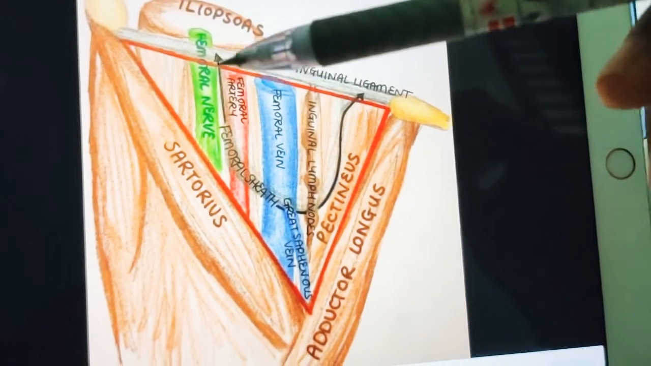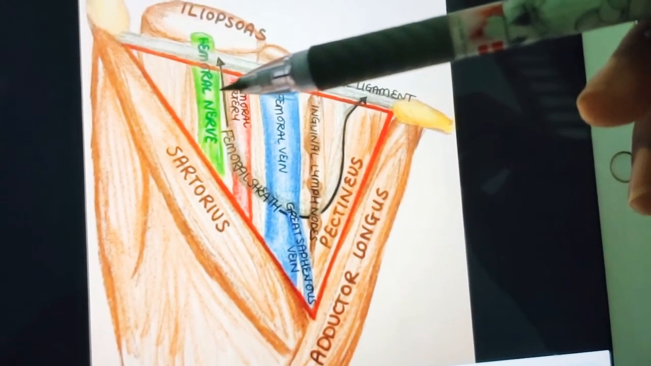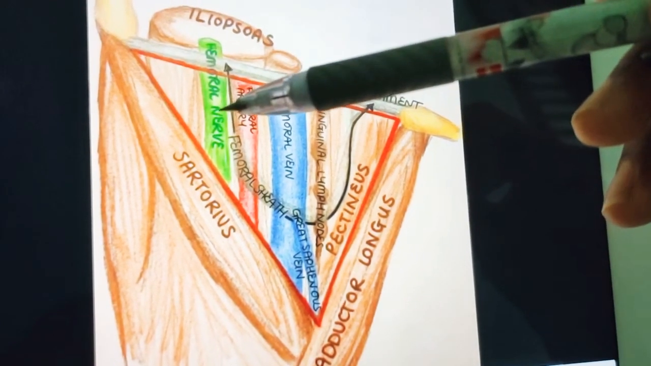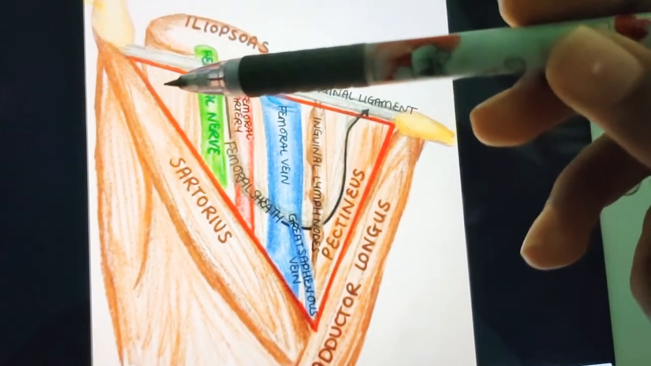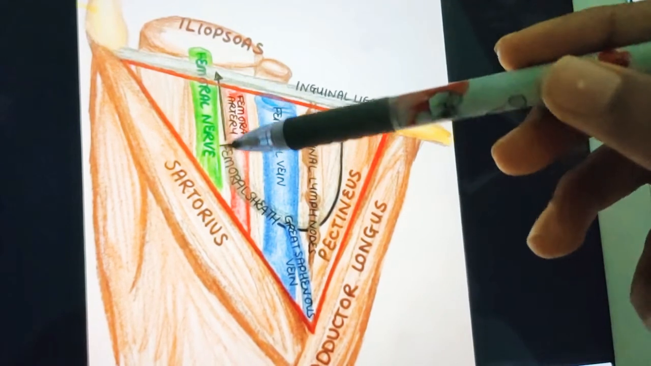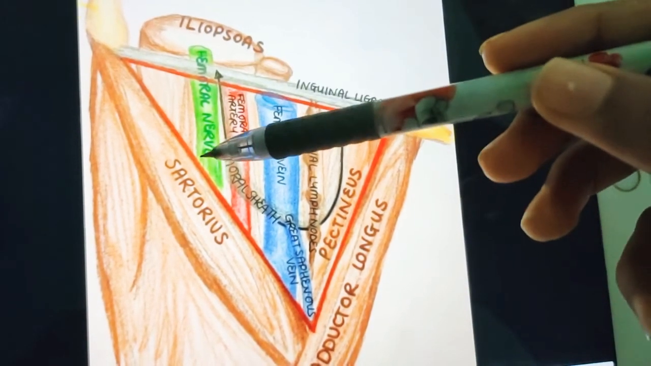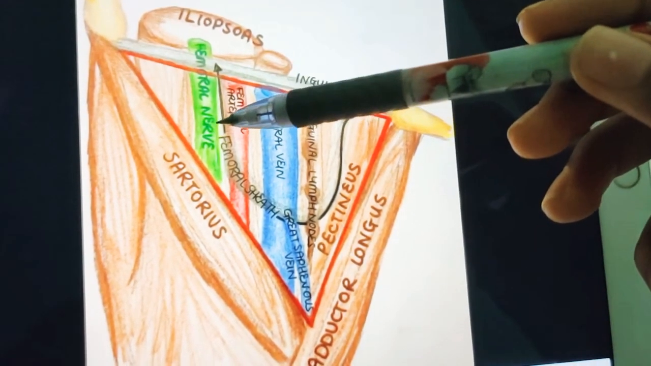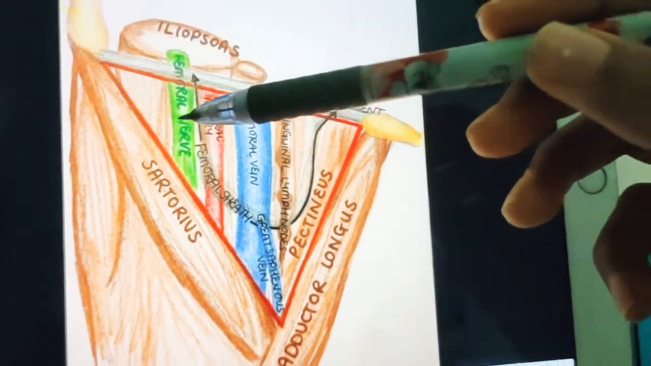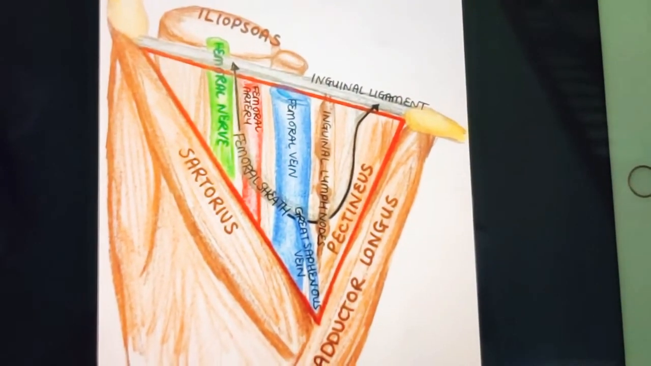Okay, so the femoral nerve is lateral to the femoral artery, outside the femoral sheath, in the groove between iliacus and psoas major. Here will be iliacus and here will be psoas major. So in that groove you will find the femoral nerve. We will discuss this femoral nerve later in very big detail.